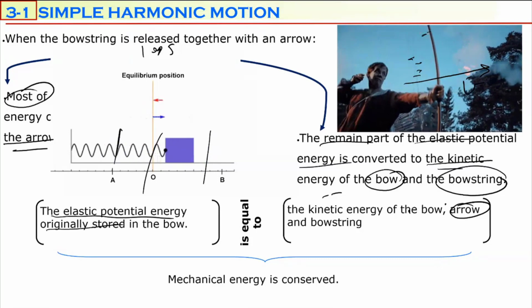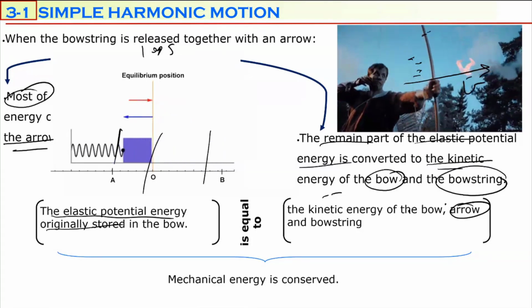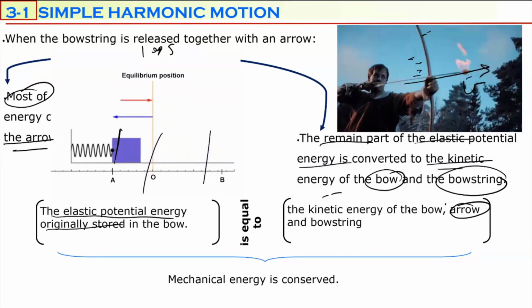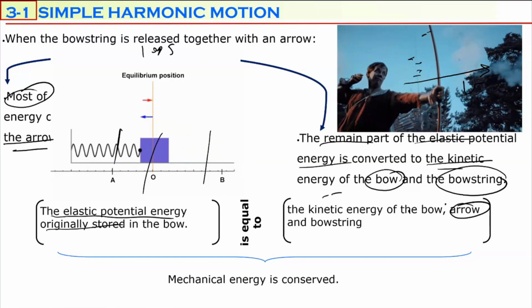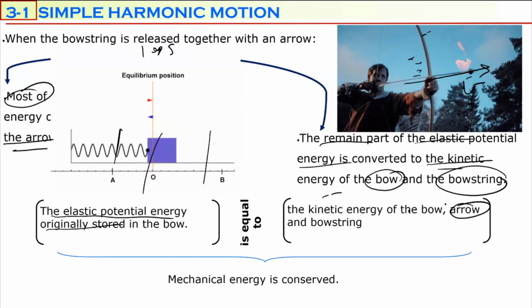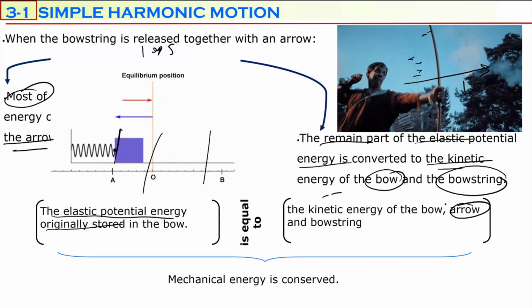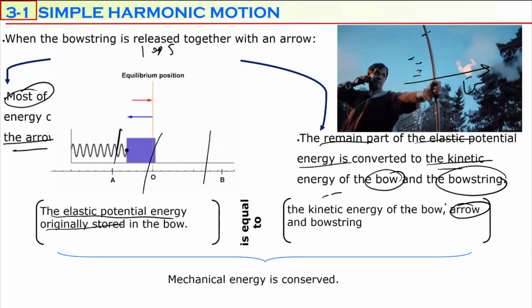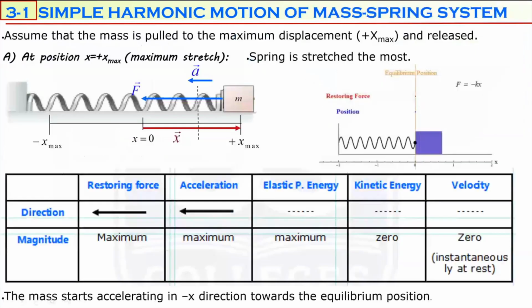Now we will continue studying this mass-spring system again, but we are going to study not only energy, how energy is transferred from the mass to the spring or the spring to the mass, as kinetic energy to potential energy. Also, we will talk about how the restoring force acting on the mass, the acceleration of the mass, and also potential energy, kinetic energy, and velocity are changing. We will talk about them all. Now we are going to take different positions.